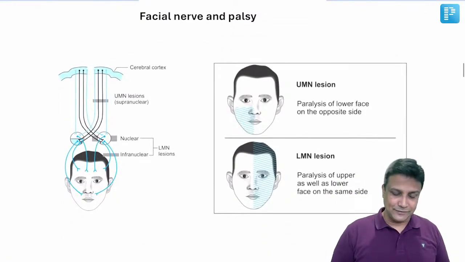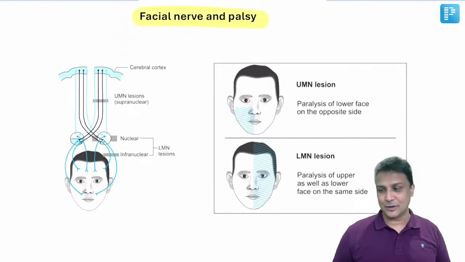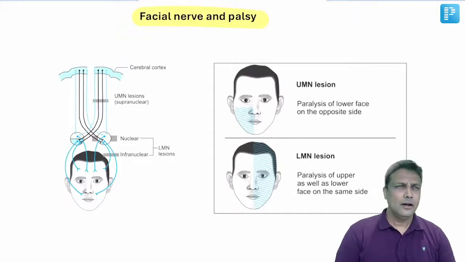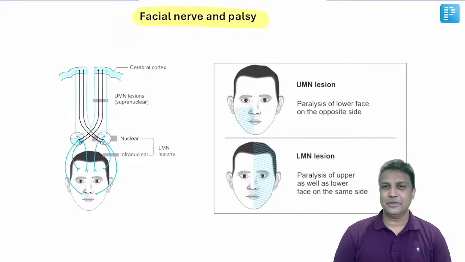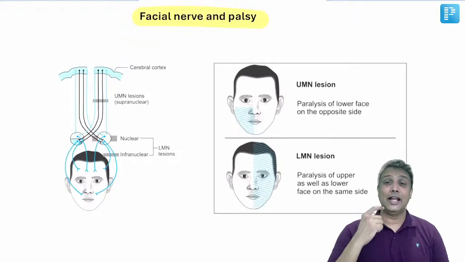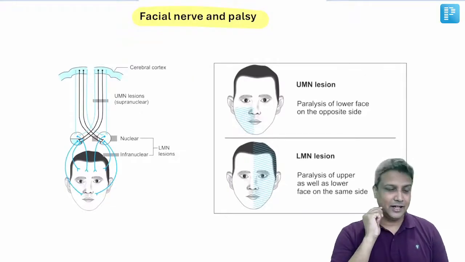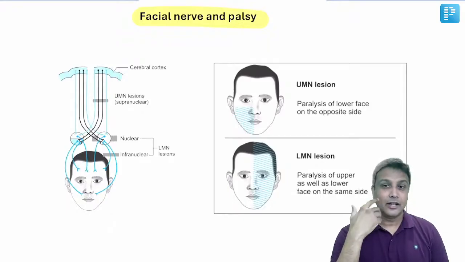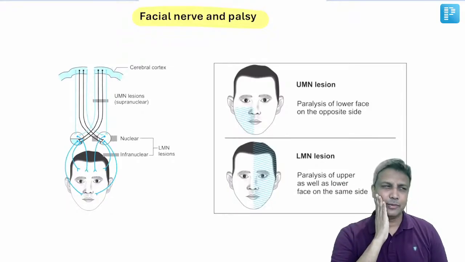And of course, how can we forget? The facial nerve and the palsy of that one. UMN and LMN palsy of the facial nerve. Recently in your INI-CET exam, there was a question asked about accumulation of food in the cheek, between the cheek and the gums here. Then which muscle will be involved here? Of course, your buccinator muscle is gone.